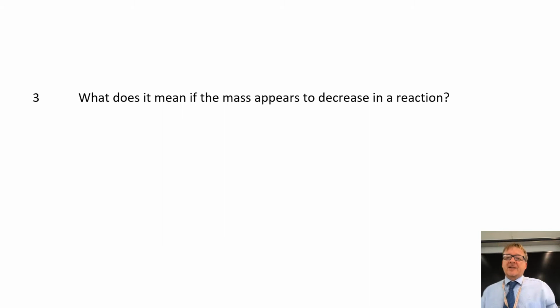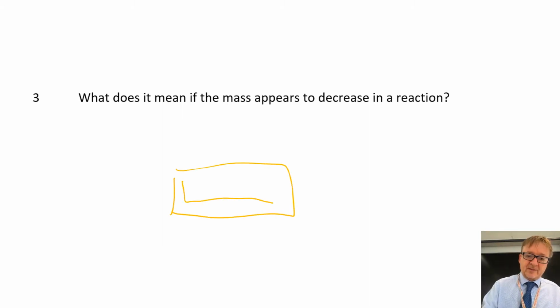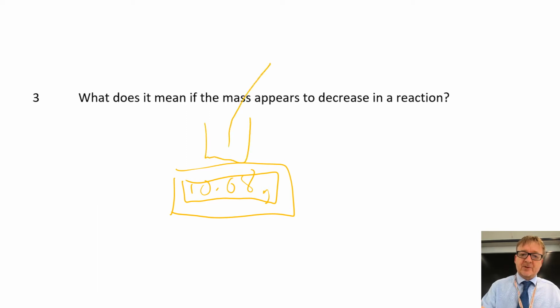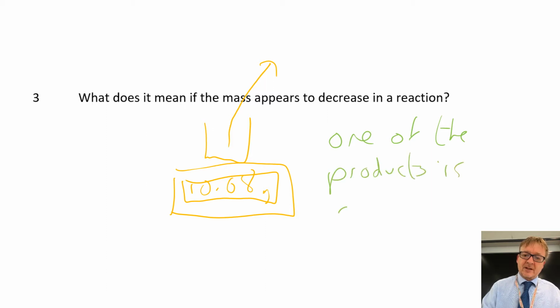What does it mean if the mass appears to decrease in a reaction, right? So there's my balance. Oh, it's a much bigger balance this time. Well, that's 10.68 grams. That's right. But what happens this time when I've got my beaker there? Stuff must be coming out. So if stuff is coming out, that means one of the products is a gas, right? Because the gas is coming off. So it could be carbon dioxide, it could be oxygen, it could be hydrogen, whatever it may well be.